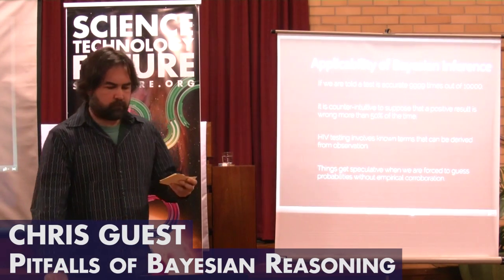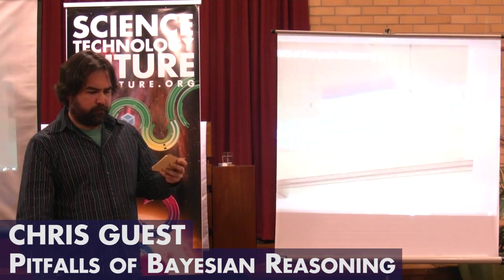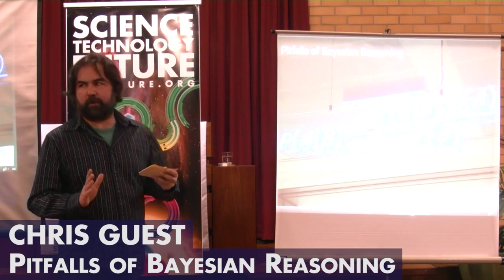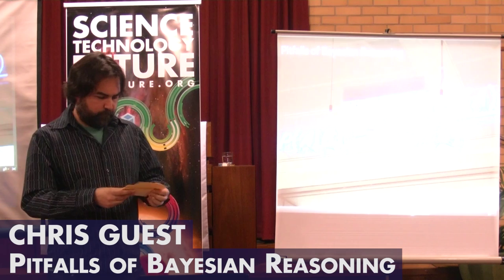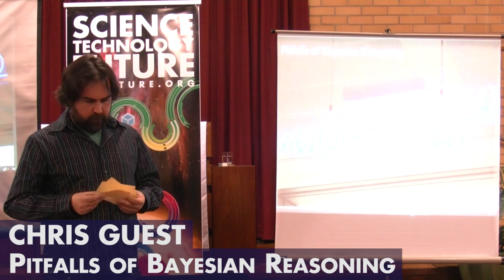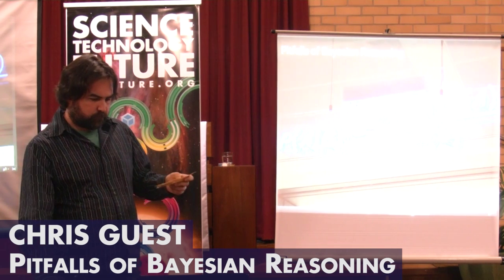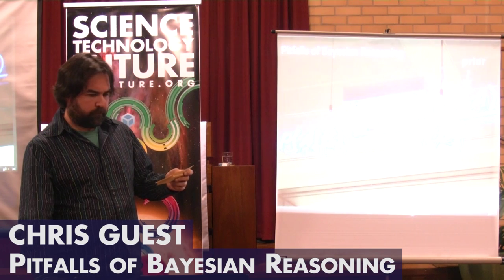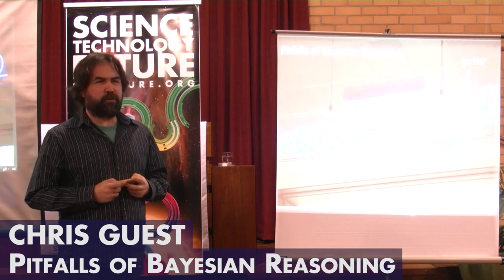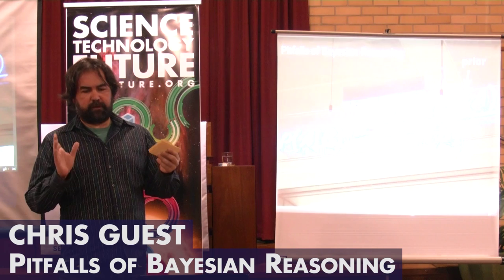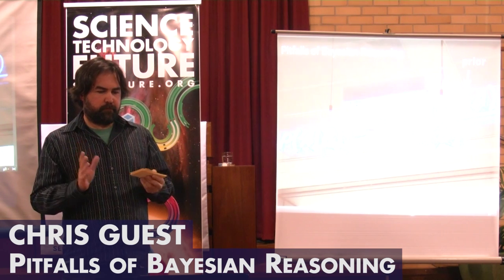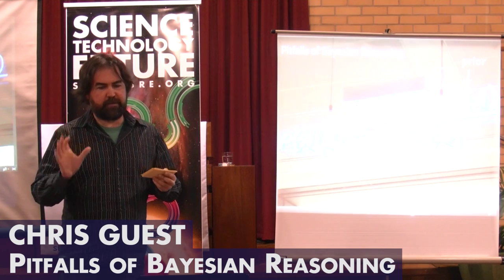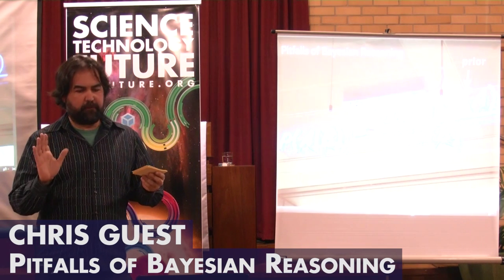Now, I just want to go back to the original equation and discuss some of the terms in it. We're talking about the prior probability of A given B. The prior probability is the original probability of A.